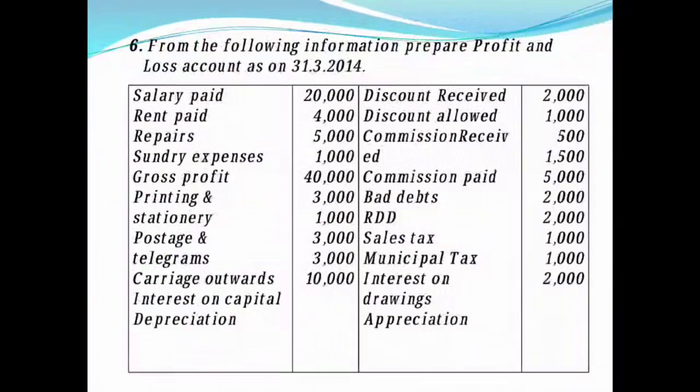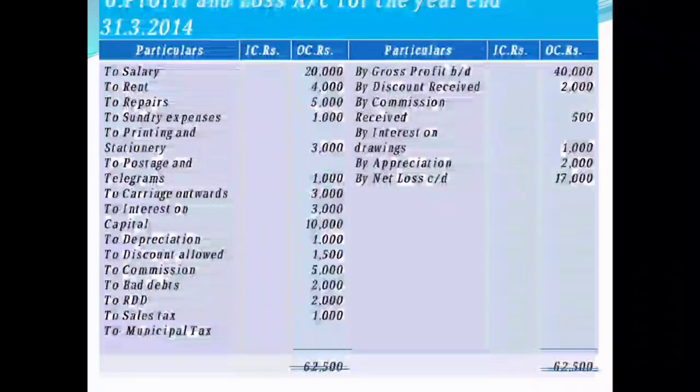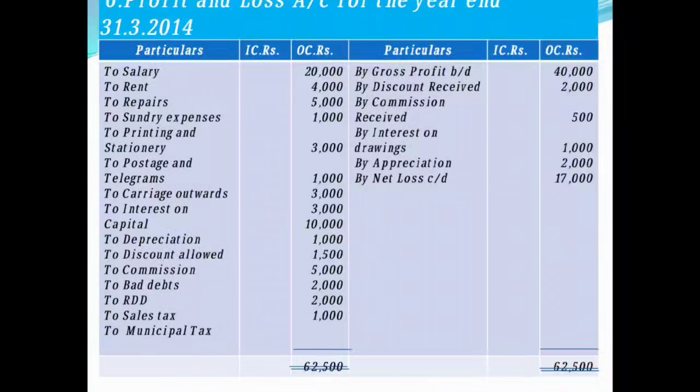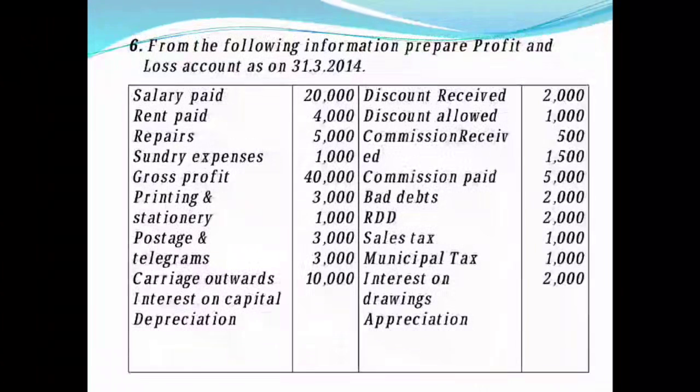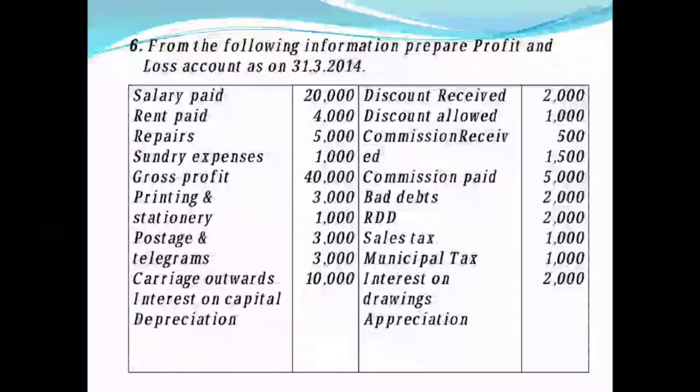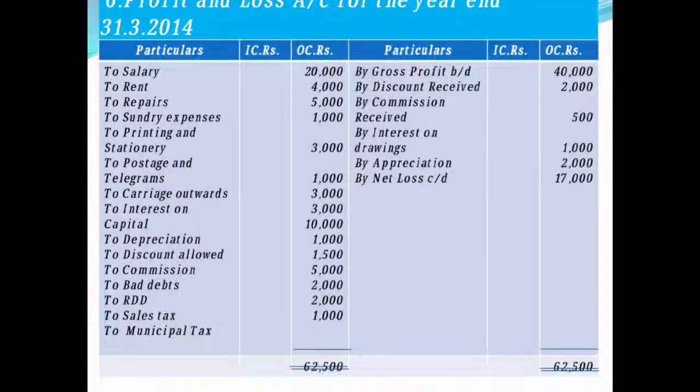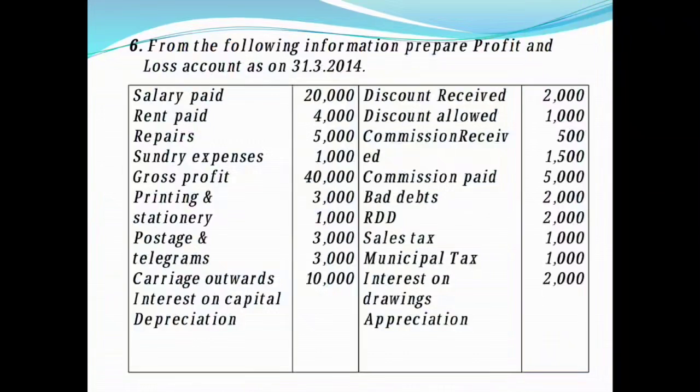The next you have printing and stationery rupees 3,000. Debit side you are going to record because it is an expense, to printing and stationery rupees 3,000. The next you have postage and telegrams rupees 1,000. Again debit side you should record to postage and telegrams rupees 1,000.